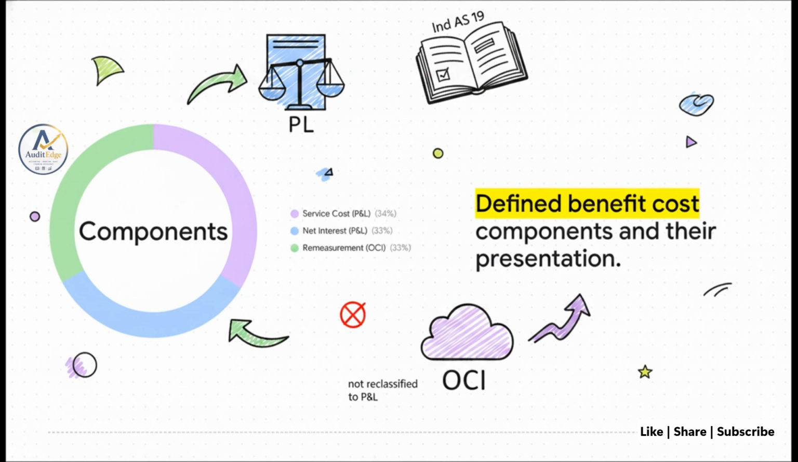Next, let's categorize these defined benefit costs. Current service cost and net interest, those go straight to your profit and loss account. But remeasurements, things like actuarial gains and losses or the actual return on plan assets, they bypass P&L entirely. They have to be recognized in other comprehensive income. And please remember, they are never, ever reclassified to P&L in subsequent periods.